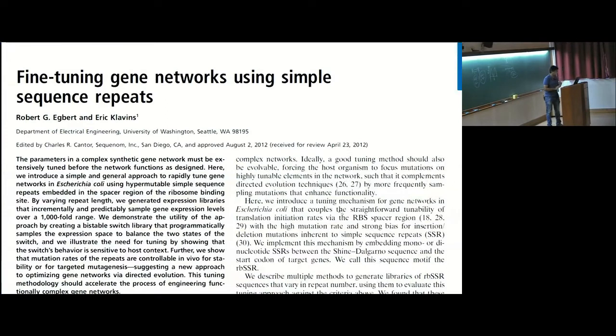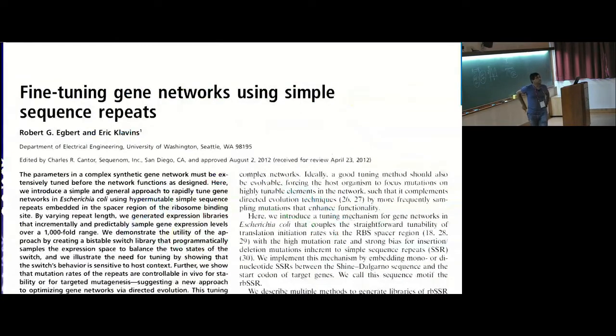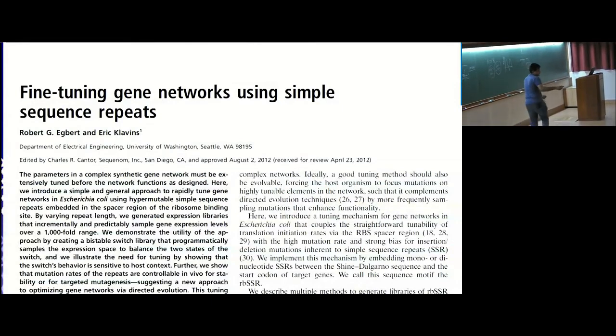These simple sequence repeats are known to have a high mutation rate and a strong bias for insertion or deletion mutations, so they were able to insert them in the ribosome binding region. I'll get to the figure there in a minute.